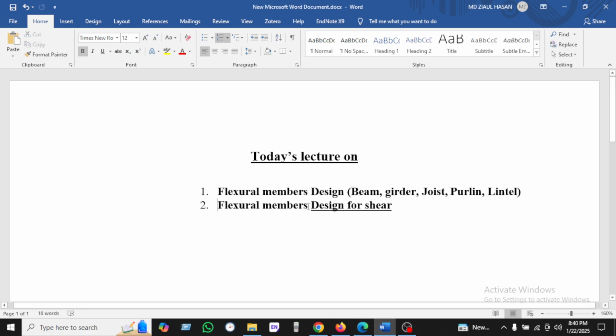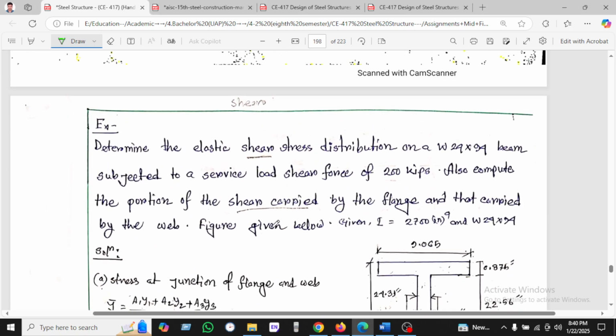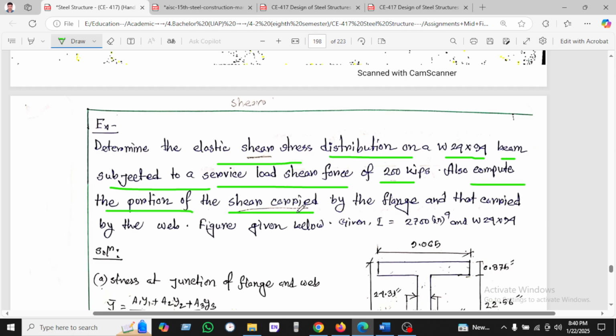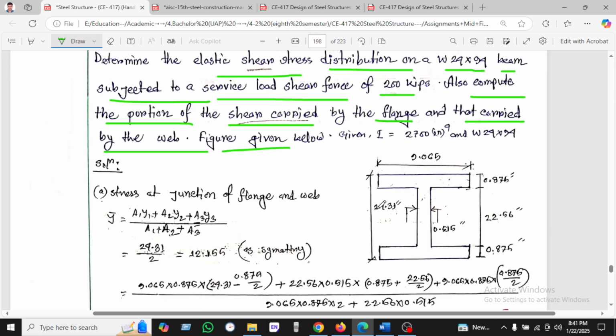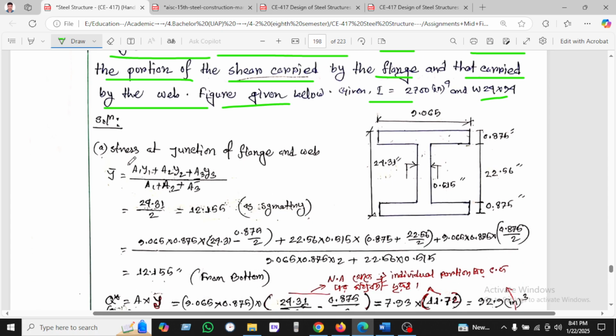Now we'll move from the flexural design to the shear design. Okay, let's see. Here is the shear design. You can see: determine the elastic shear stress distribution on a W24 by 94 beam subjected to a service load in shear of 24 kip, and also compute the portion of the shear carried by the flange and that carried by the web, and the figure is given below. So this figure is given, and the moment of inertia and section are also given. So shear stress at the junction of flange and web. You can see flange and web.